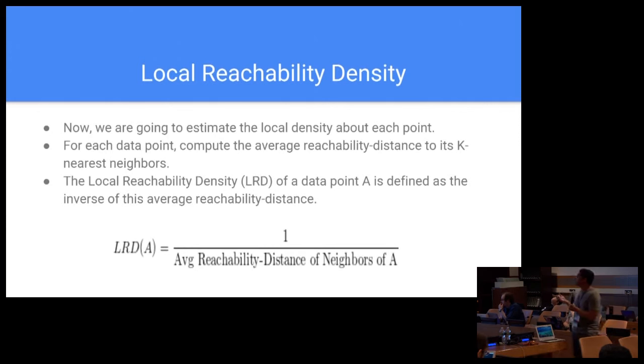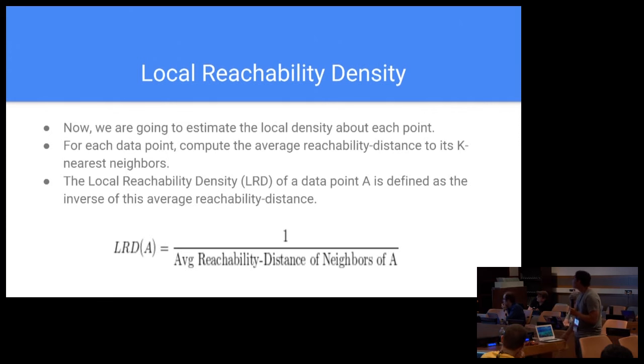Now, like I said, all this is because we want to estimate density. We have this idea of volume. We have this idea of mass because we specified how many neighbors we have to look for. If we specified k is 5, then we know the mass is 5 because we have a volume that contains 5 data points. For each point, we calculate the local density about it by taking the average reachability distance of its neighbors to A and taking the inverse of that. Why do we take the inverse? The average reachability distance is sort of like the volume, and when you take the average, you're dividing by the number of points, which is like the mass. So now we have volume over mass, and we need to get that into density. How do we do that? We take the inverse. That's why the local reachability density is 1 over the average reachability distance of the neighbors. Is that confusing to anyone?